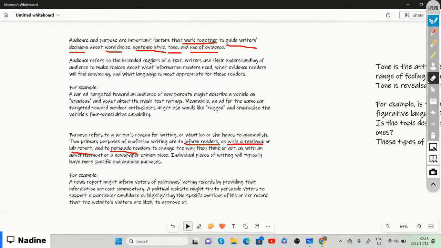And then purpose refers to the writer's reason for writing. It's like convincing, because it's basically also an end goal in mind.